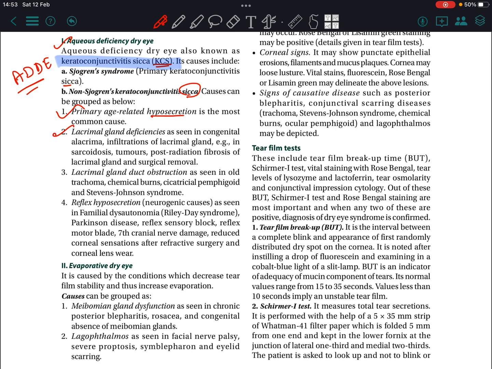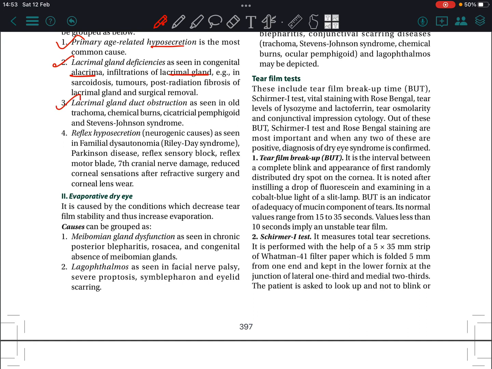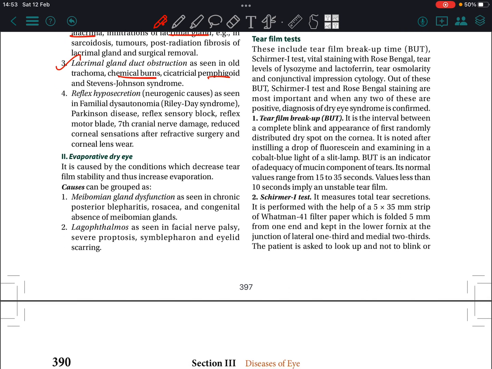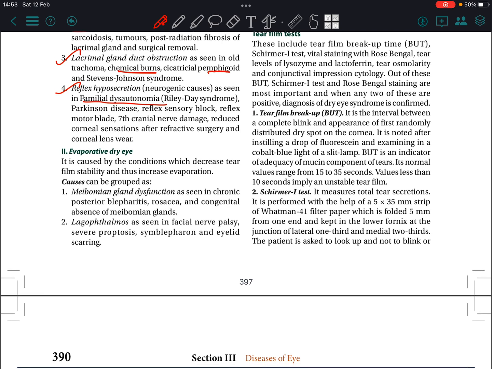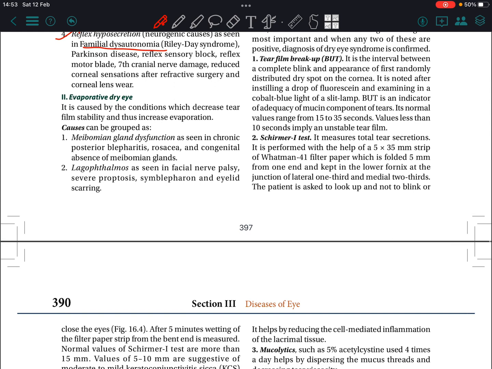Lacrimal gland deficiency is seen in congenital alacrimia, infiltration of the lacrimal gland in sarcoidosis, tumors, post-radiation fibrosis, etc. Lacrimal gland duct obstruction is seen in old trachoma, chemical burns, cicatricial pemphigoid, and Stevens-Johnson syndrome. Reflex hyposecretion is seen in familial dysautonomia, Parkinson disease, reflex sensory block, reflex motor block, and 7th cranial nerve damage.